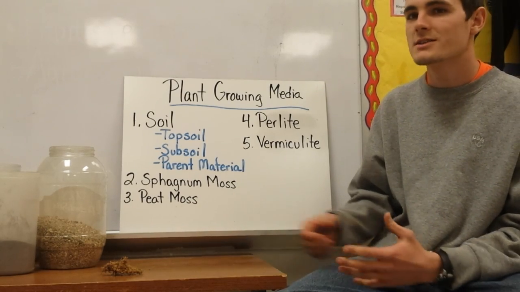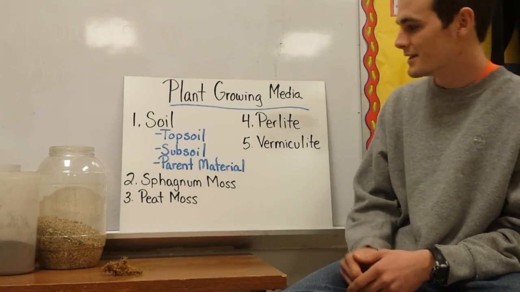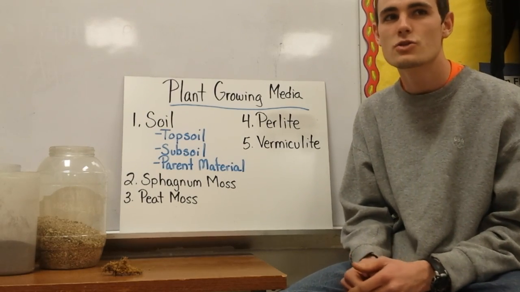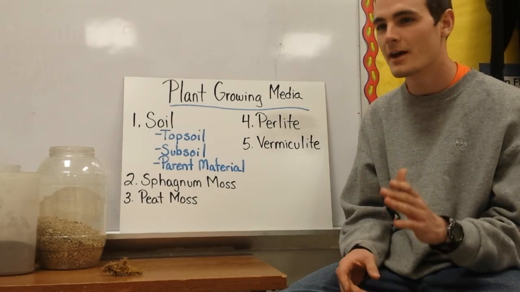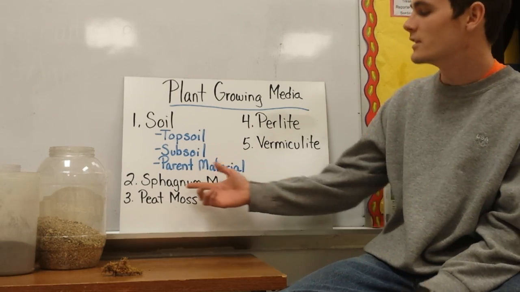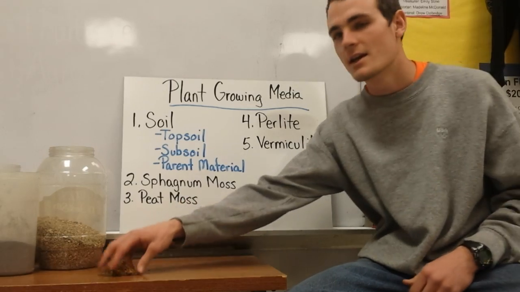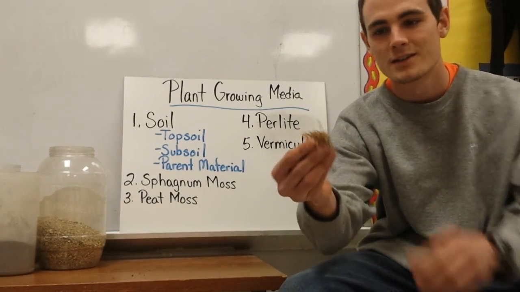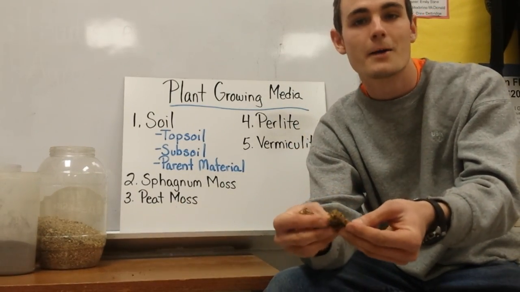Now we want to start talking about some soilless growing medias. Soilless growing medias are stuff that are usually manufactured. We'll talk a little bit about that later. But to give you the basics of soilless medias, the first is sphagnum moss. Here I have an example of sphagnum moss. It's basically a fine, dried up moss particle.